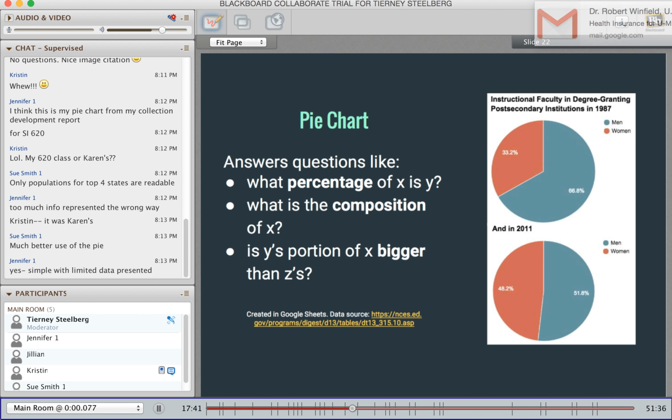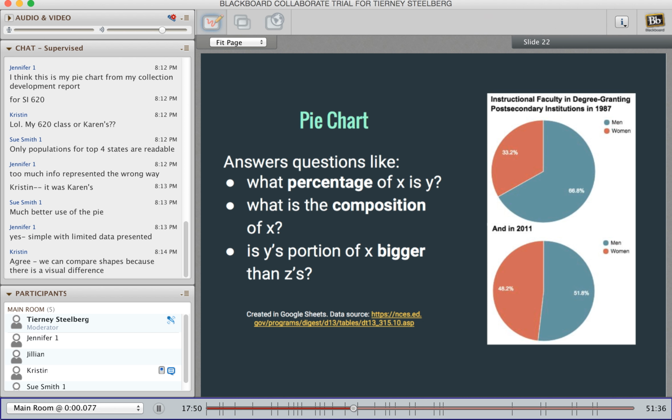Smith says, much better use of the pie. Much easier to read when you've got fewer slices of the pie, that's for sure. Jennifer says, yes, simple with limited data presented. Kristen says, agree, we can compare shapes because there's a visual difference. That's very true.